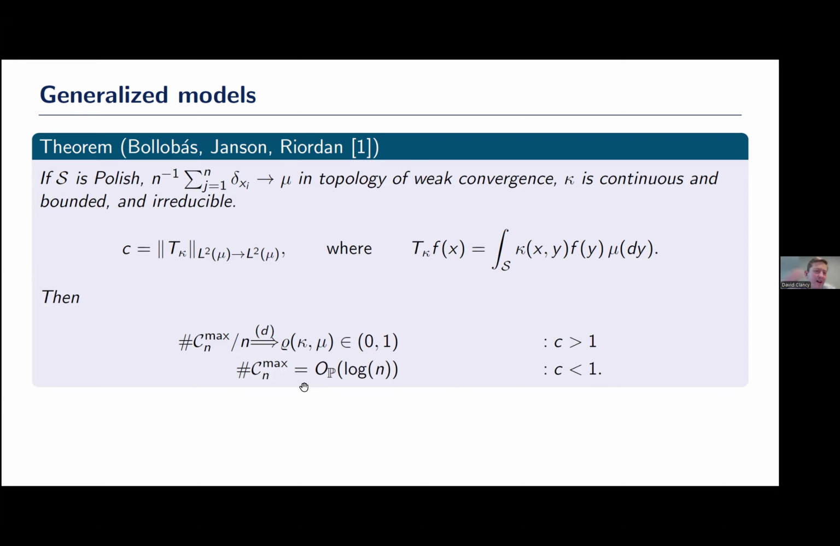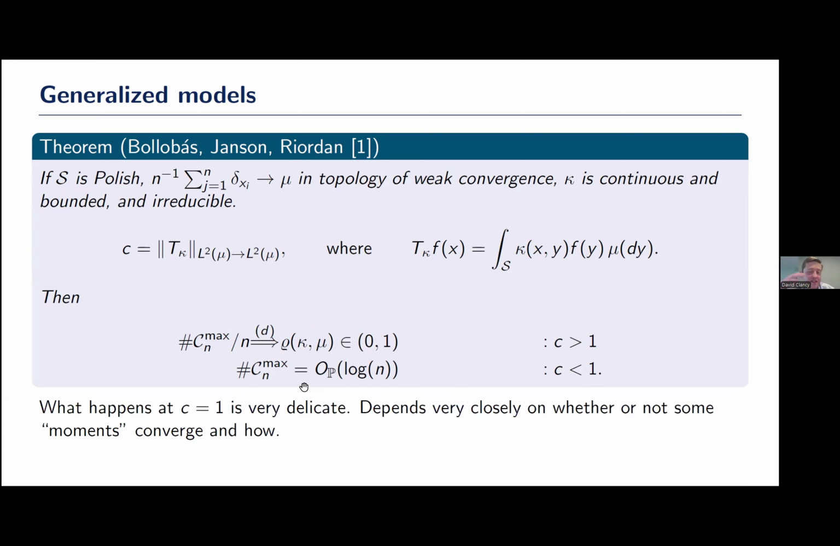Okay. What happens at C equals 1 is a lot more delicate in this more general model. It essentially depends on, you can think of it as like moments. Of course, it doesn't quite make sense in this abstract state space setting, but whenever S is, for example, the positive reals, this would be like a moment.